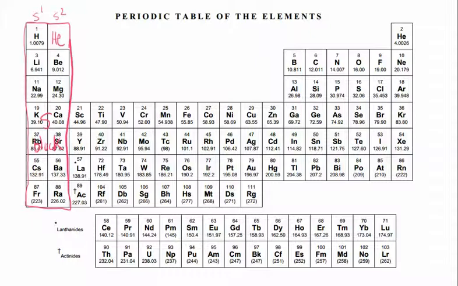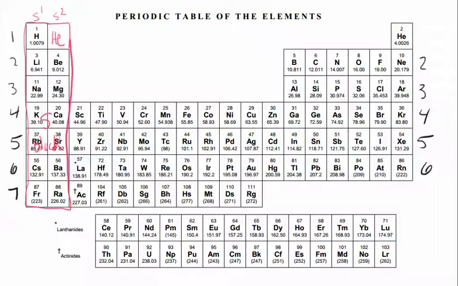And the other thing that let's go ahead and do right now is let's just number the periods on this side. 1, 2, 3, 4, 5, 6, 7, and let's go ahead and do it on this side also. So we got 2, 3, 4, 5, and 6.